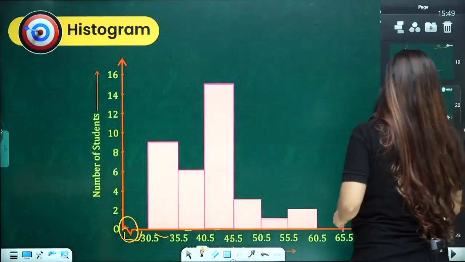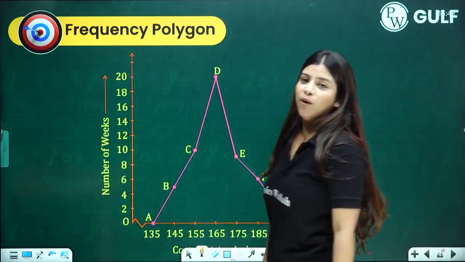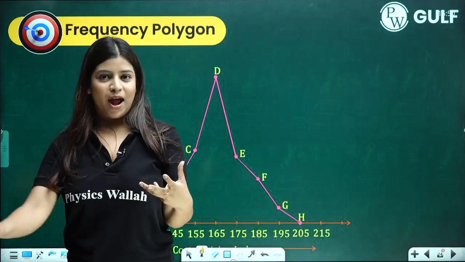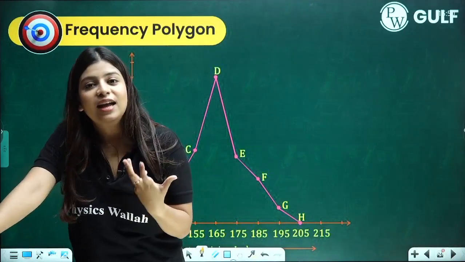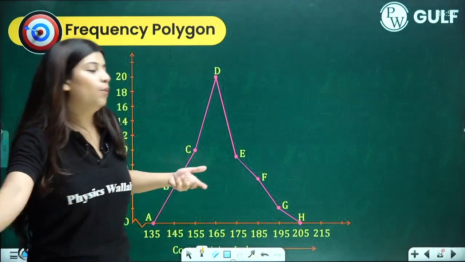Now let's move forward to the next part, that is the frequency polygon. What are frequency polygons, students? When we plot a histogram, and for that histogram we just connect the midpoints, it forms a frequency polygon.